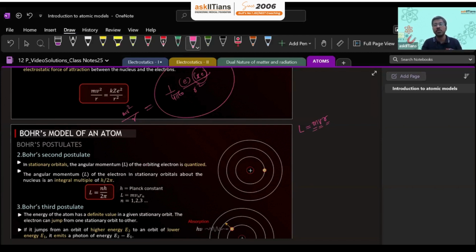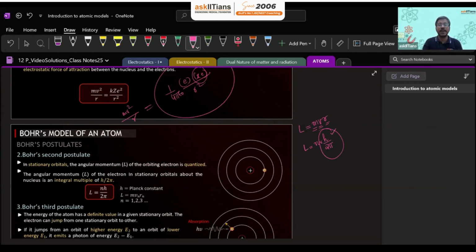But according to Bohr's second postulate, all possible values of angular momentum are not possible. The only possible values of angular momentum are integral multiples of h by 2 pi. It can be any multiple of h by 2 pi, right? Other than this, angular momentum cannot have any other values. That is according to Bohr's second postulate.